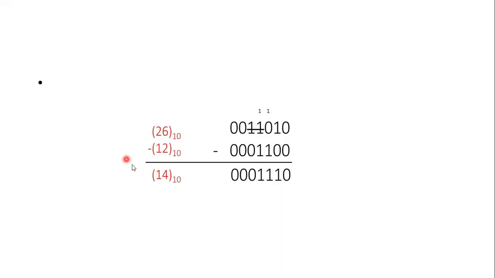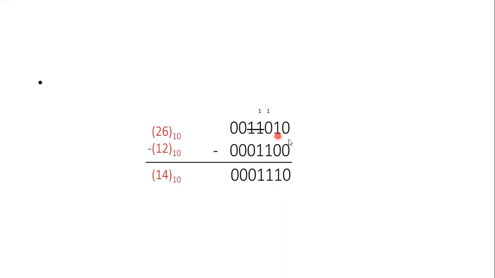Now, take one example, 1101 minus 1001. Okay. So first 1 minus 0 is 1. 0 minus 0 is 0. So 1 minus 0 is 1. 1 minus 1 is 0. So this is the simple binary subtraction.